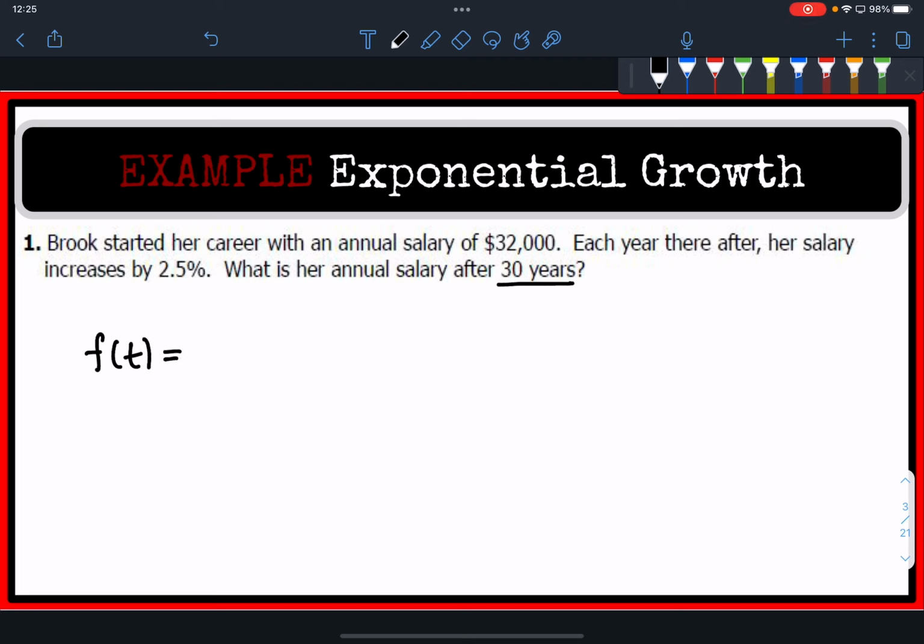So the function we're going to use would be f of t is equal to 32,000, and we're going to multiply this rate of increase, which is 1 plus 2.5%, which is 2.5 out of 100, and we're going to raise it to the 30th power. So multiplying that is going to yield us our solution. So after 30 years, her salary will be $67,122.16.